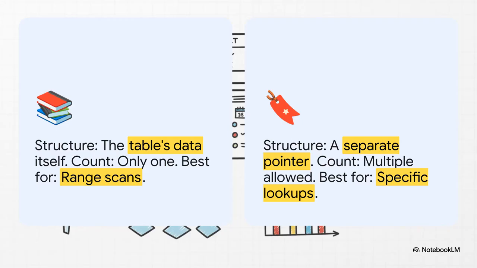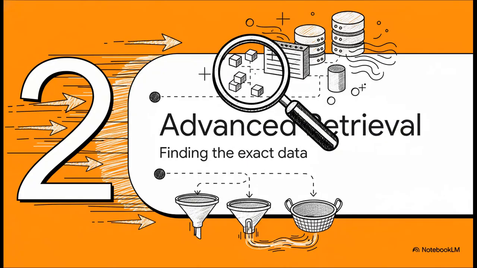So here's the bottom line. You should use your one and only clustered index on a column where you're often searching for a range of values, like dates or IDs. For everything else, like looking up one user by their specific email, a non-clustered index is absolutely the way to go.